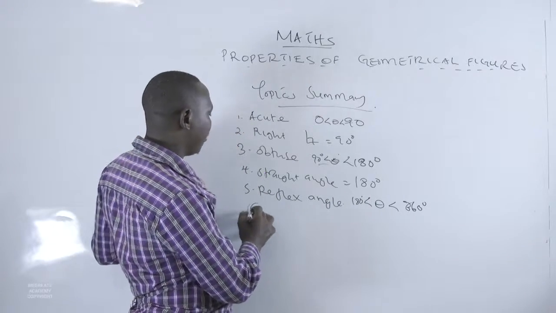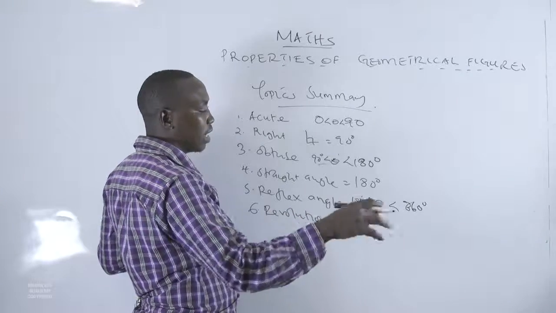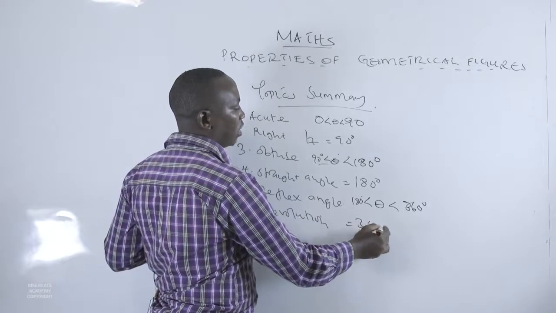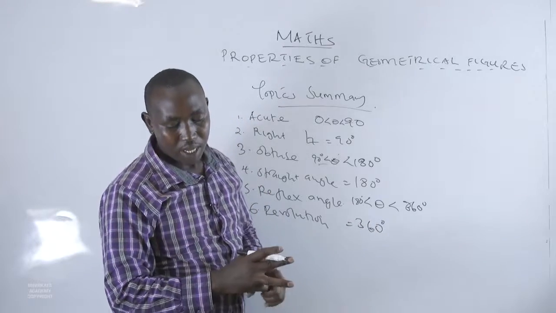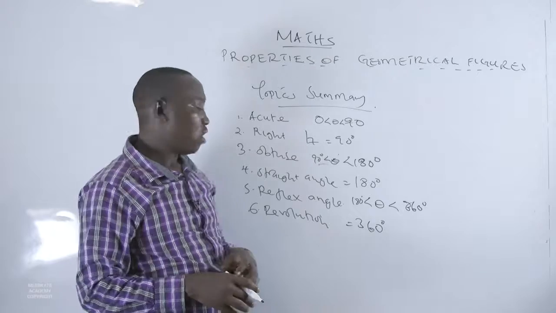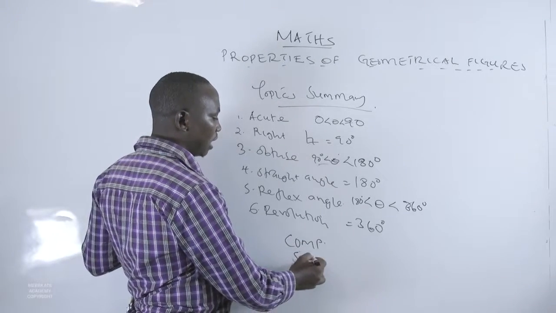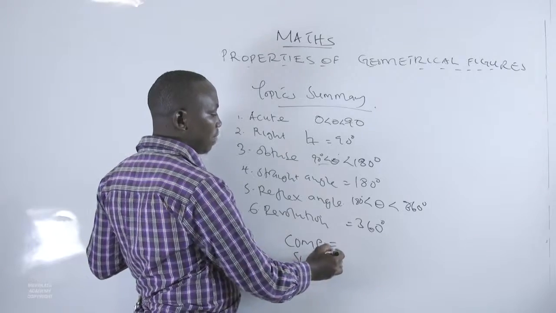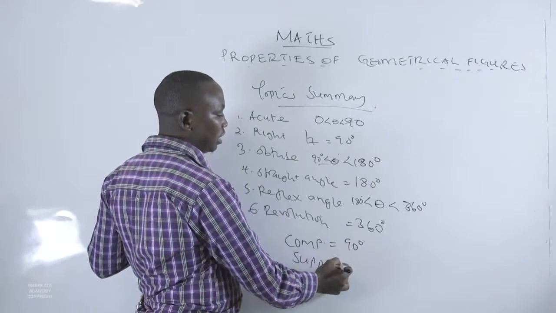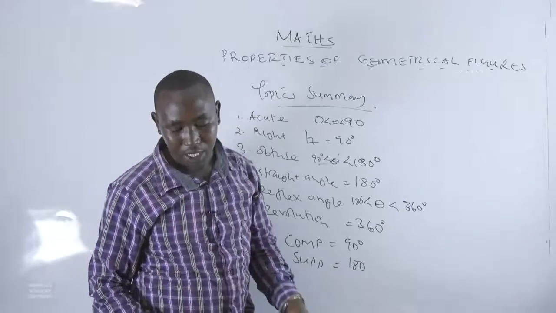We also talked of a revolution, where we say that revolution is going around a circle, and when you have one revolution, it is always equal to 360 degrees. We're also able to mention complementary angles and supplementary angles. For complementary angles, they add up to 90 degrees. For supplementary angles, they add up to 180 degrees.